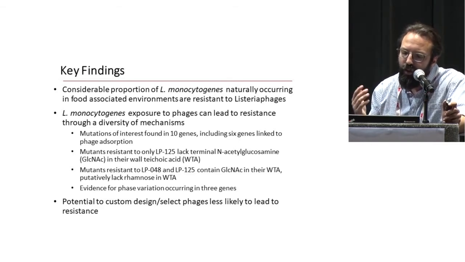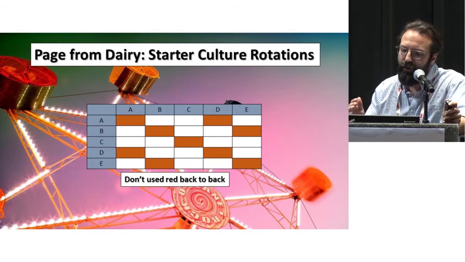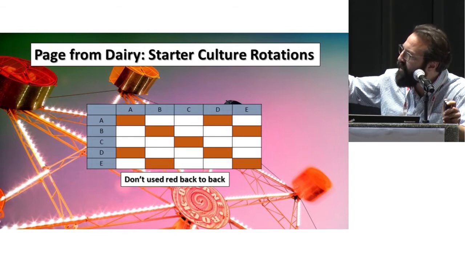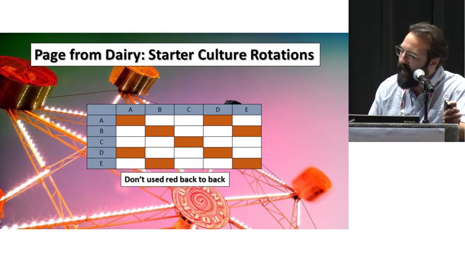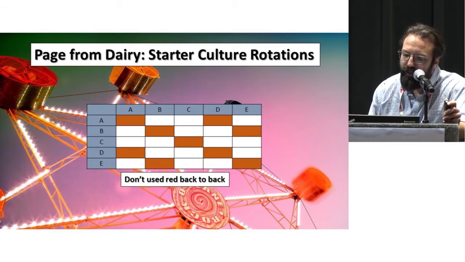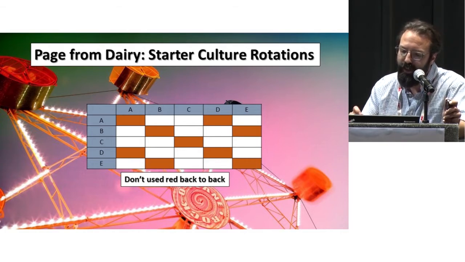And so what you'll see the culture houses do is provide a cheesemaker with several starter culture strains. We'll call them A, B, C, D, and E. And what they'll tell the cheesemaker is that if you use culture A for your first vat or first set of vats, then you should switch to a different culture. And they've profiled all these cultures for phage resistance to make sure that they're not all susceptible to the same phage.